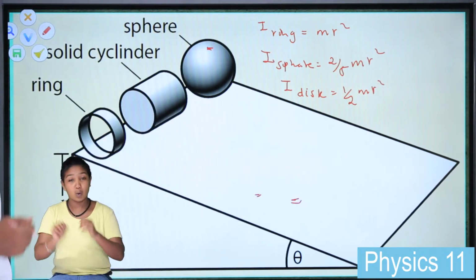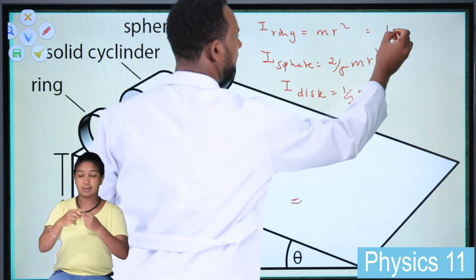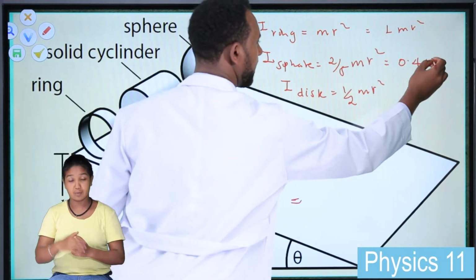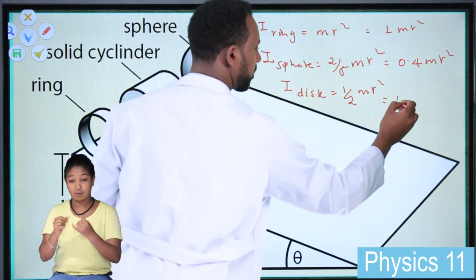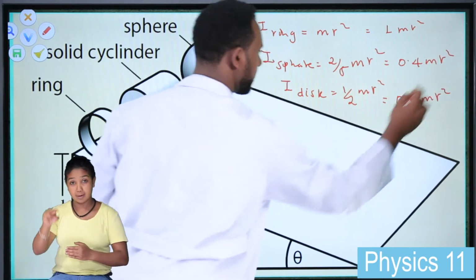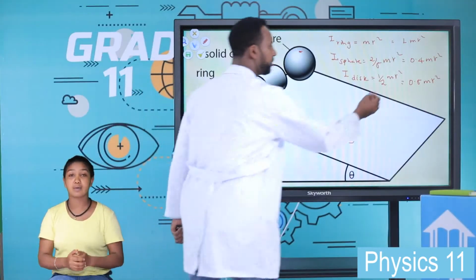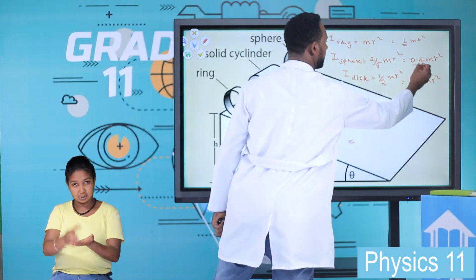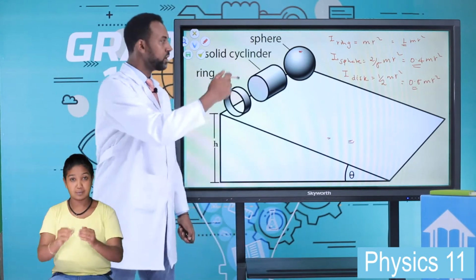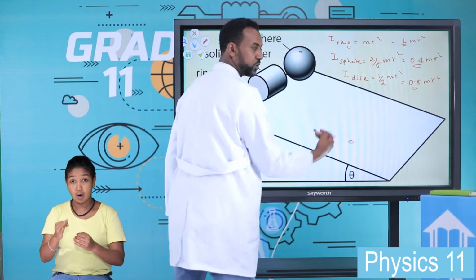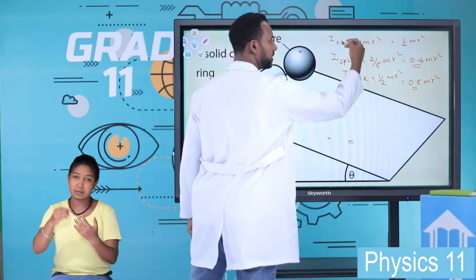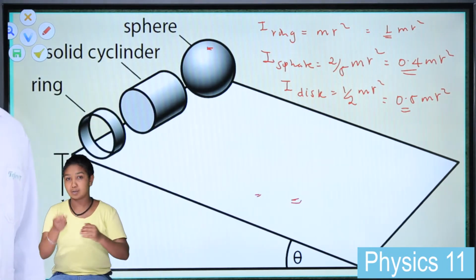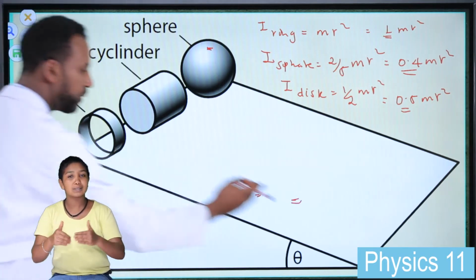When you compare these moments of inertia, this is 1 times mr squared, 2 over 5 is 0.4 mr squared, and 1 over 2 is 0.5 mr squared. Therefore, the moment of inertia of the hoop is larger than that of the disk, which is larger than that of the sphere. The moment of inertia of the sphere is smaller than the disk and the ring. The smaller the moment of inertia, the larger the speed. Therefore, which one reaches the bottom first?